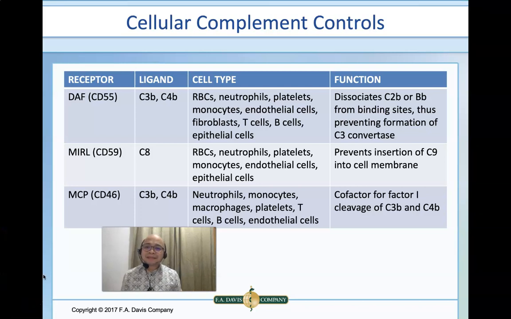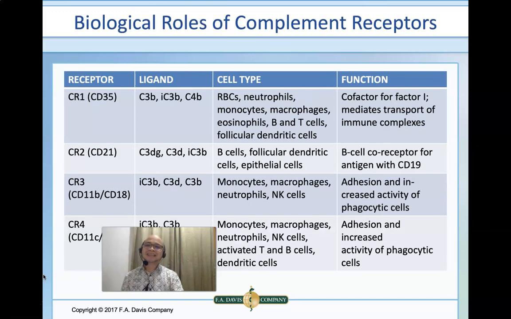And then the MCP or CD46. The MCP is membrane cofactor protein. The ones that will bind with CD46 are C3b and C4b. It is found on the surface of neutrophils, monocytes, macrophages, platelets, T cells, B cells, and endothelial cells. It serves as the cofactor for factor I, which will cleave C3b and C4b. So if C3b and C4b are cleaved, you'll not be able to have C3 convertase. So that stops the complement cascade.